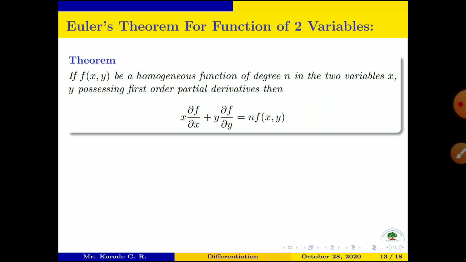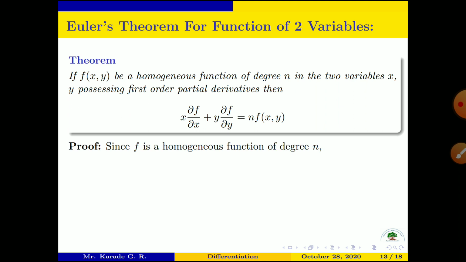So here, if our function f is homogeneous with two variables x and y, and possesses partial derivatives, then x ∂f/∂x + y ∂f/∂y = n f(x, y). So we write the proof of this theorem.